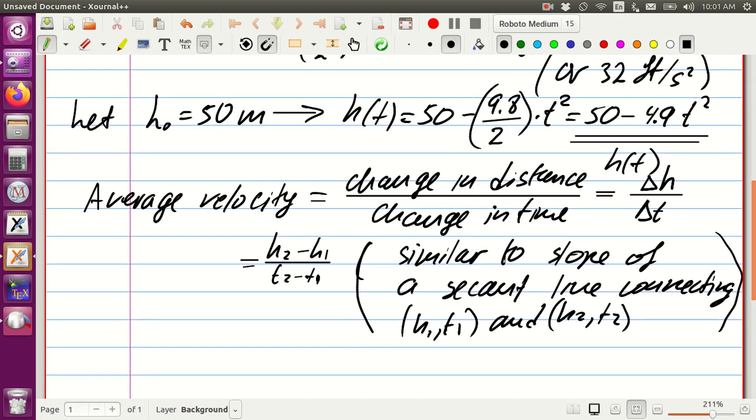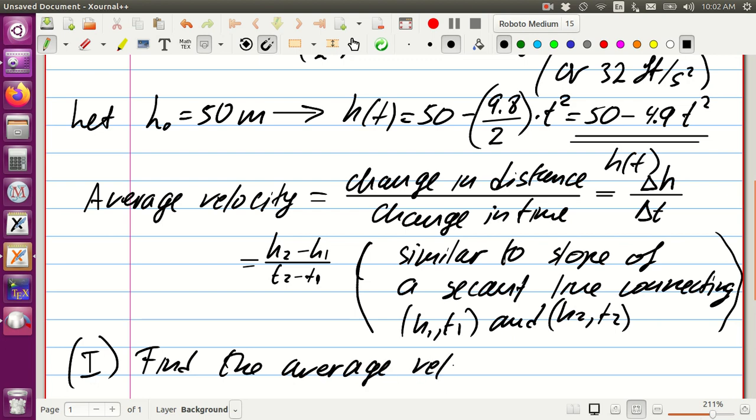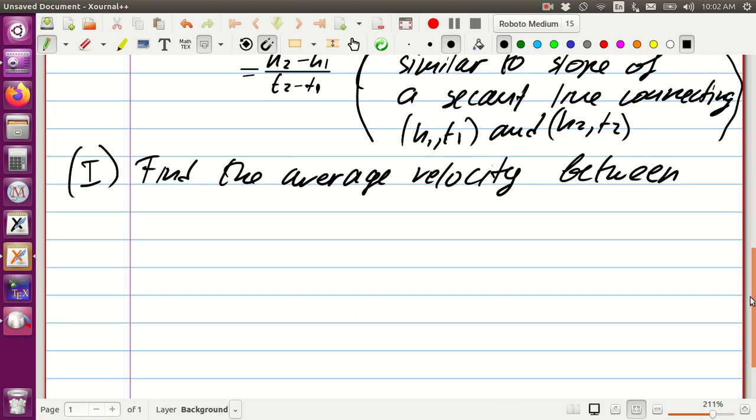All right, so what would be the first task? The first task would be to find the average velocity between 2 points, between t sub 0 equal to 0 and t which is equal to 1 second.